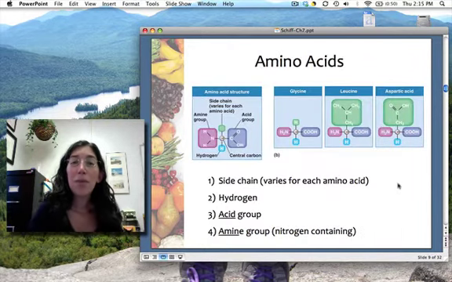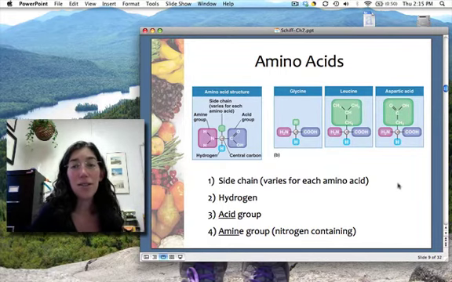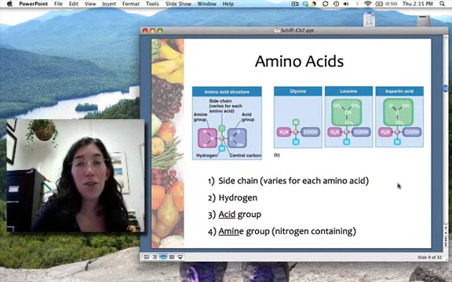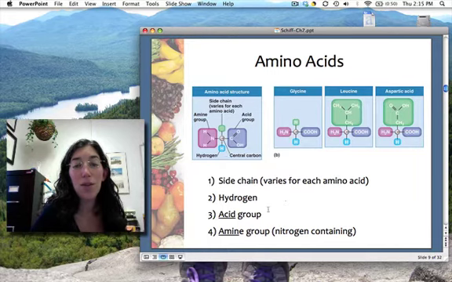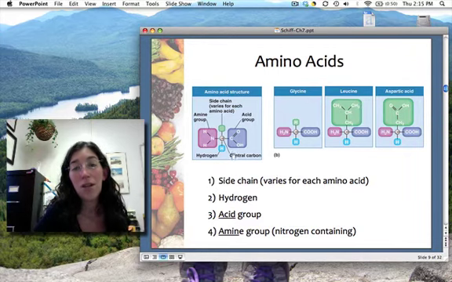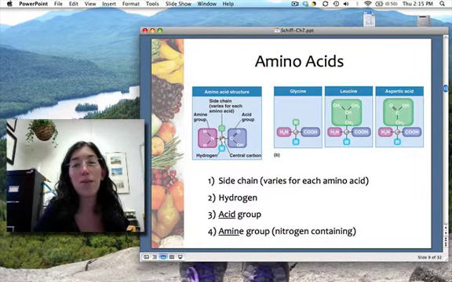So remember we said the building blocks of proteins are amino acids. And amino acids look something like this. I'm not going to ask you to draw the chemical structure of amino acids, but I do want you to know what the different chemical groups of an amino acid are. Every amino acid has a central carbon, so 1 carbon molecule in the middle, and then 4 different groups attached to that carbon molecule.